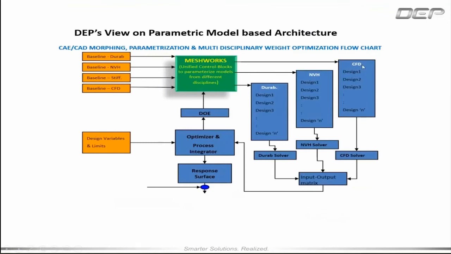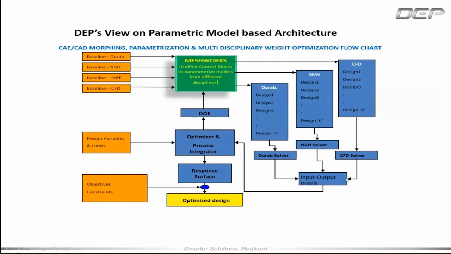From there, the user can generate a DOE, which is a design of experiments, where he can generate multiple designs: design 1, 2, 3, and up to n designs, based on the probabilities of the variables as well as the parameters. From there, they are solved in a random way in a CFD solver, and the input output matrix and the DOE table will also be generated by MeshWorks itself.